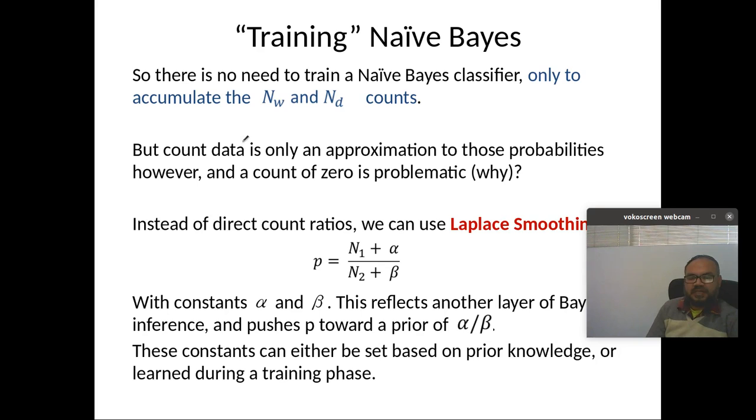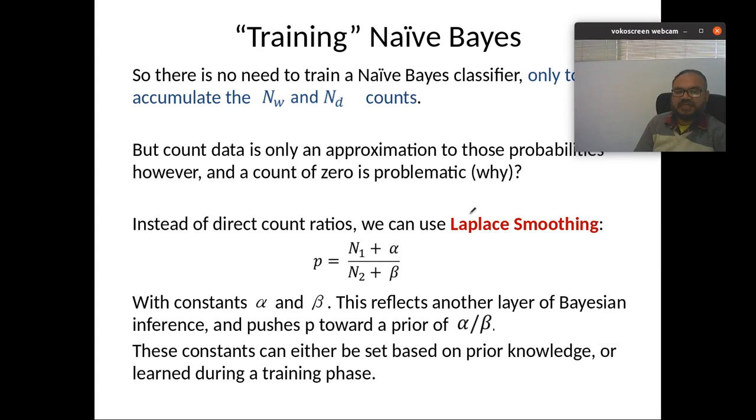But the count data is only an approximation to those probabilities. For instance, if we have access to infinite samples, infinite data, or all the population, then we can assume that these counts would give us exactly the probability. But since the samples that we have are only a subset of the population, there is a bias involved, and we can use these counts only as an approximation. So this might be problematic, and we can expect that there would be some error.